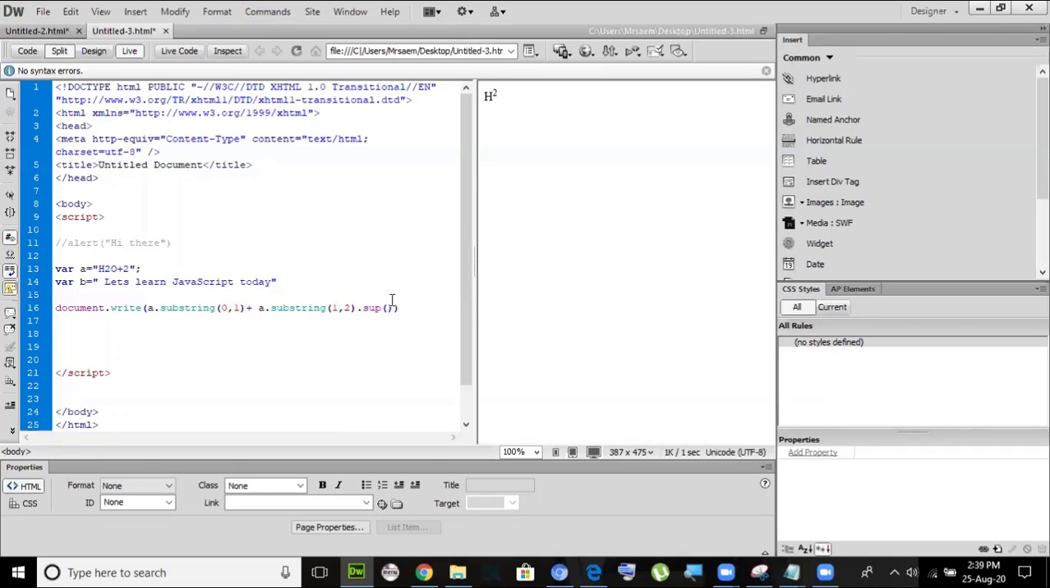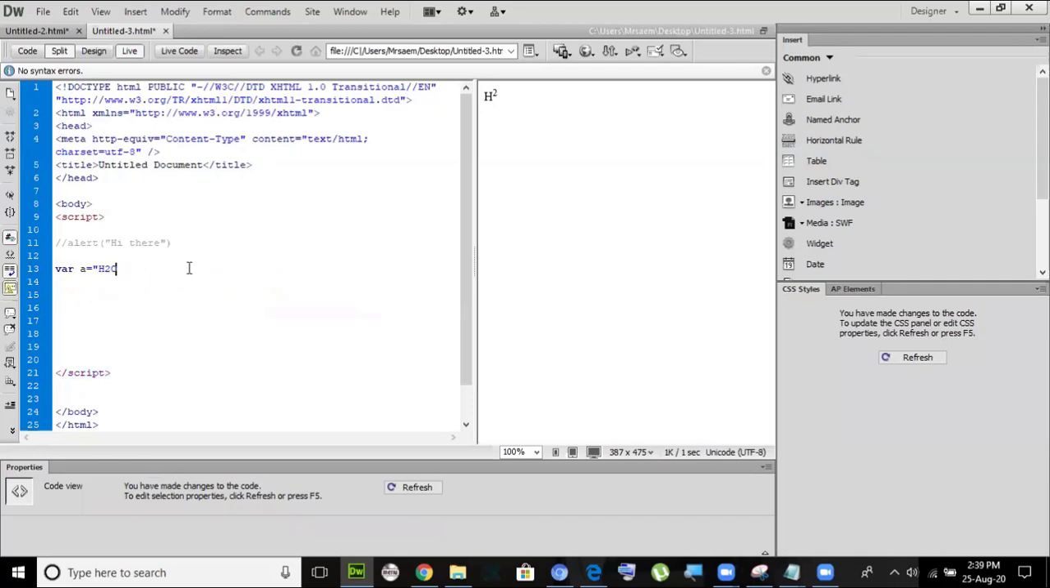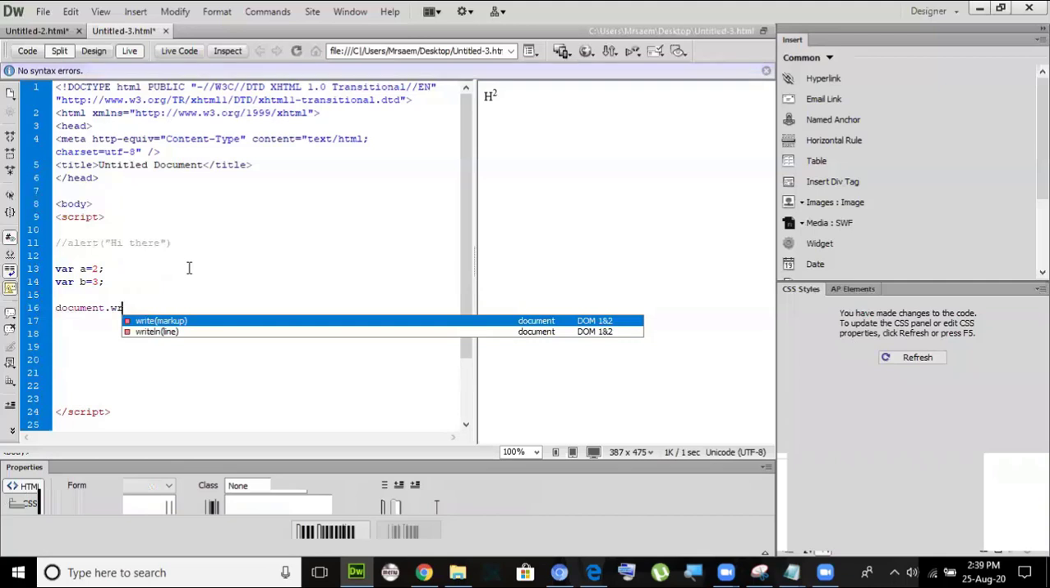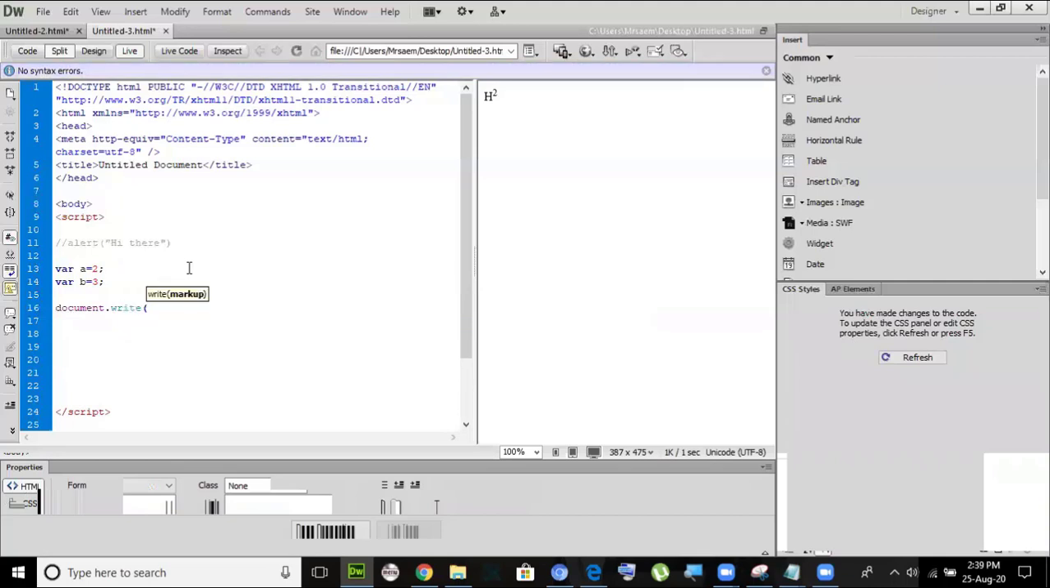So we have discussed a couple of string manipulations over here, right? Well, you do know that if I say variable a is equal to 2, and if I say variable b is equal to 3, and if I write over here a plus b, obviously you know that the output will be what? The output will be an addition.